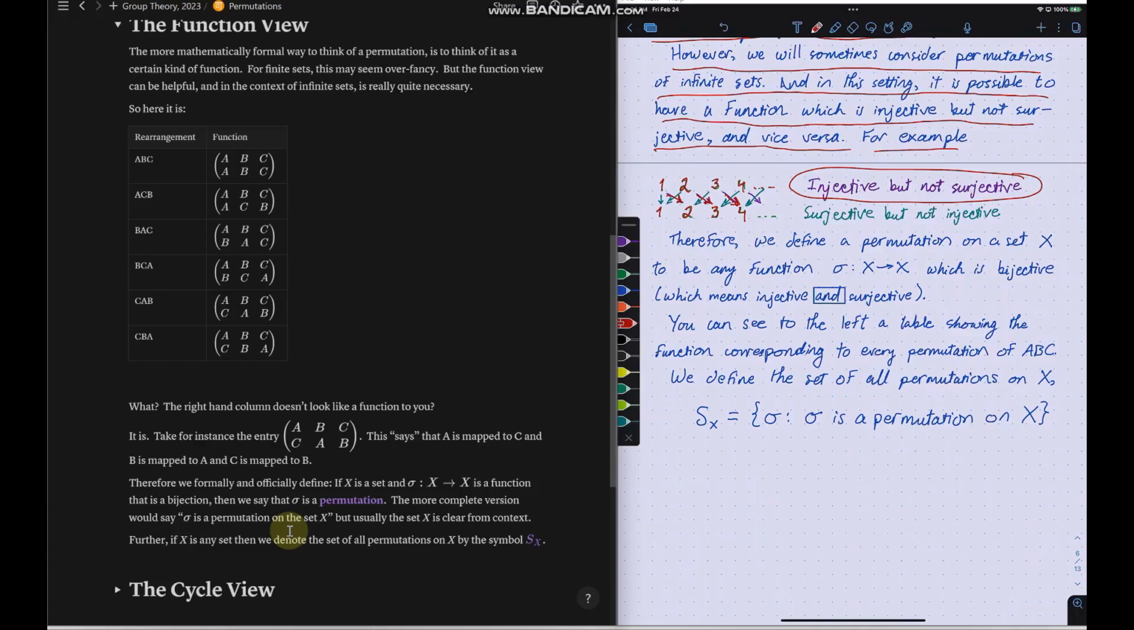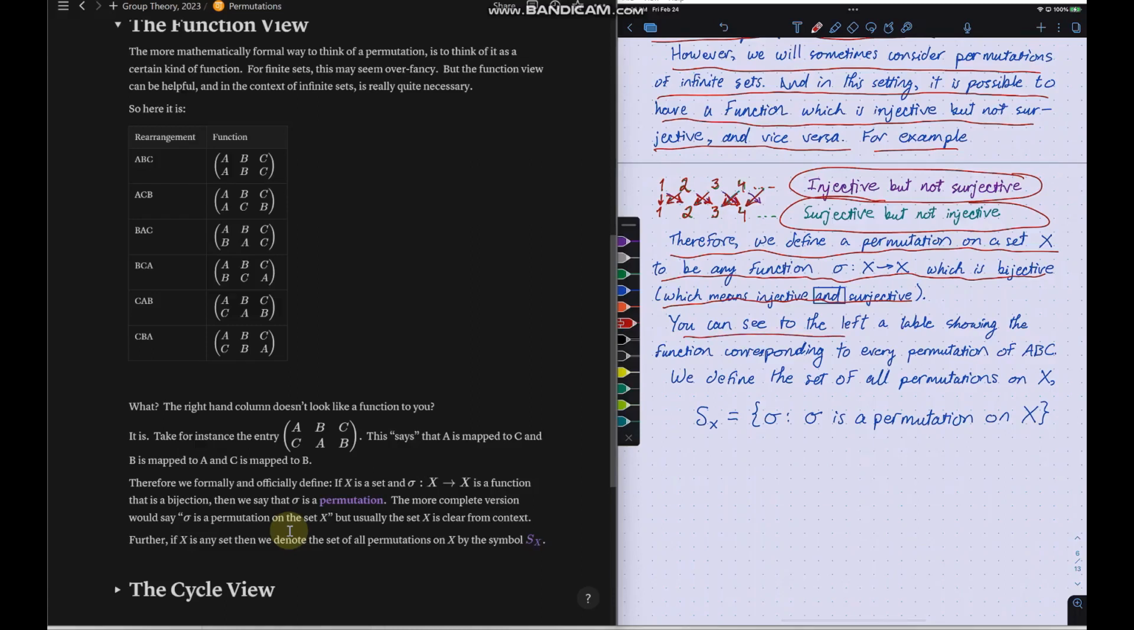If we, on the other hand, built the function which goes from 1 to 1, 2 to 1, 3 to 2, 4 to 3, and so on, that would be an example of something that is surjective but not injective. Therefore, we define a permutation on a set X to be any function sigma from X to X, which is bijective, which means injective and surjective.